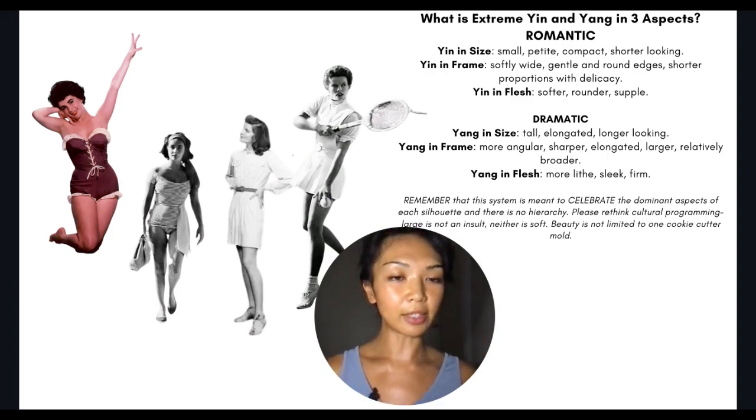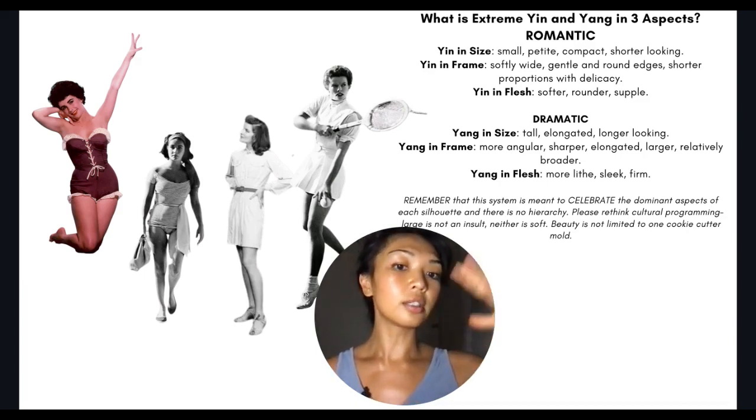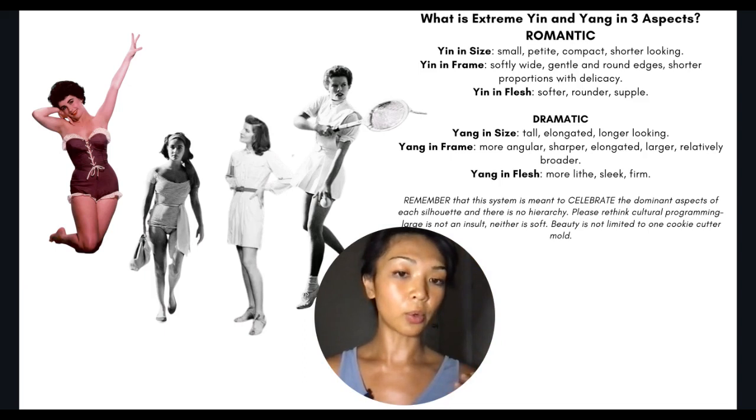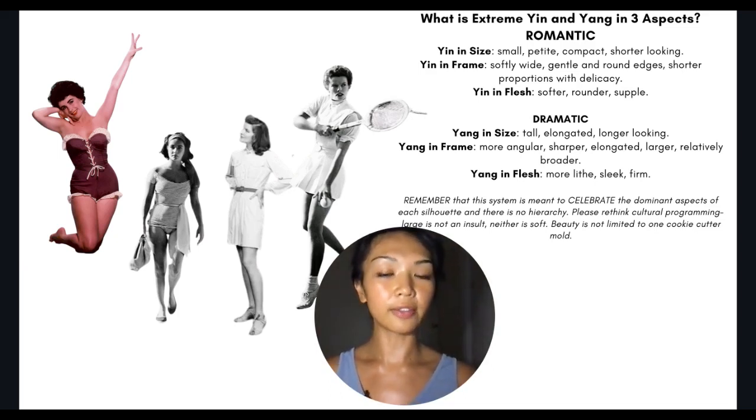On the other end of the spectrum, we have dramatics, extreme yang. We have Katharine Hepburn, who is yang in size. She's tall, elongated, just larger, more statuesque looking, grander. Her frame is yang. She has more angularity, sharpness, elongation, size, broadness, streamlinedness, and she has yang flesh. Her flesh is more sleek, more elongated and firm, more lithe, and her frame is what dominates, not her flesh.